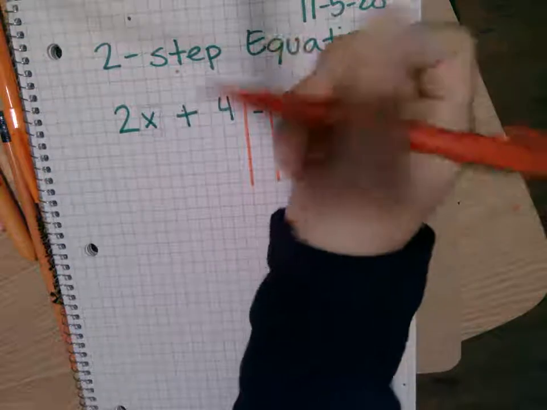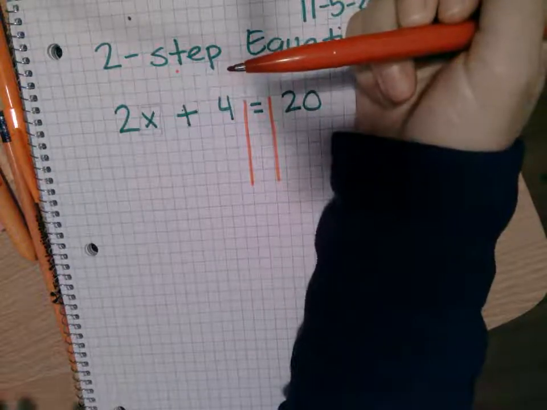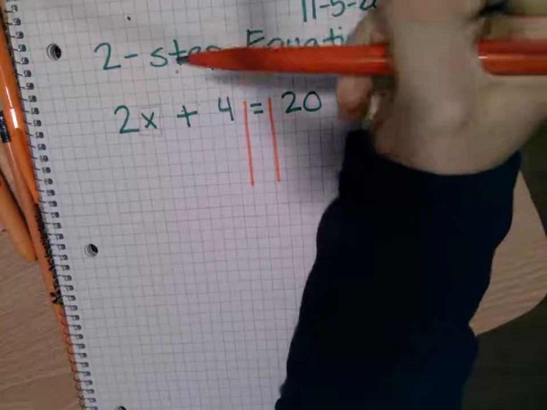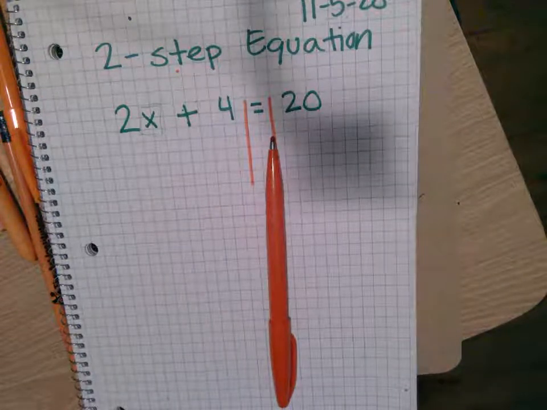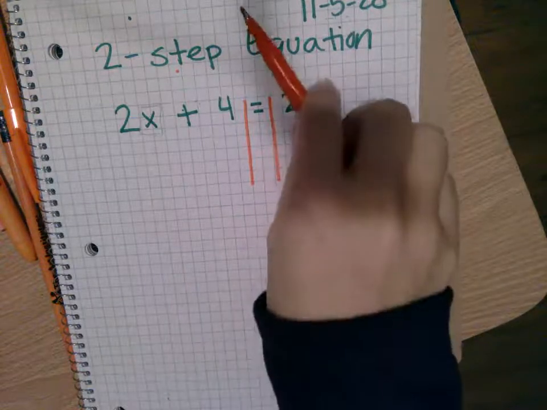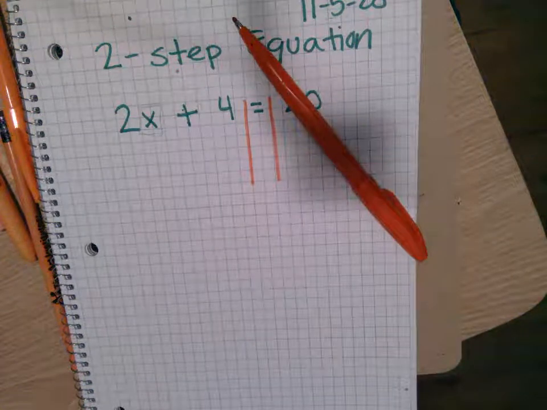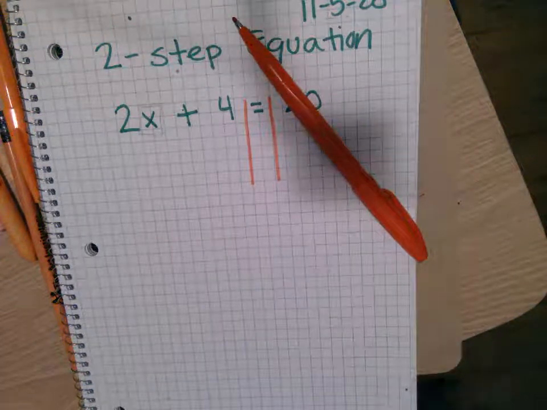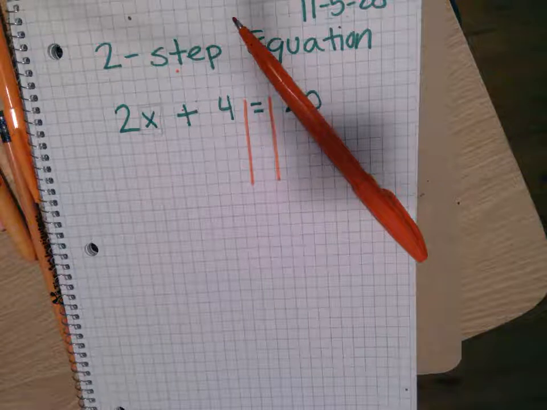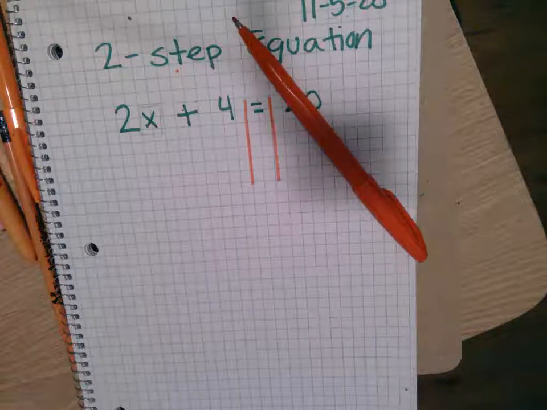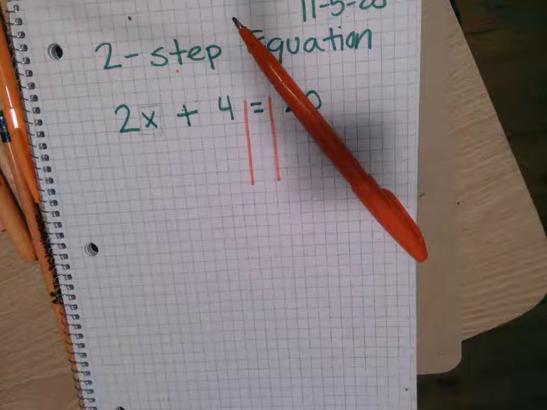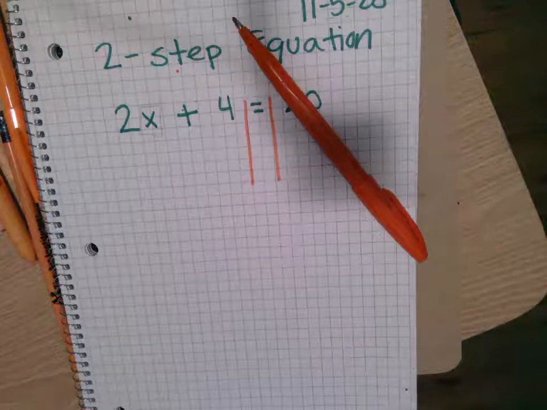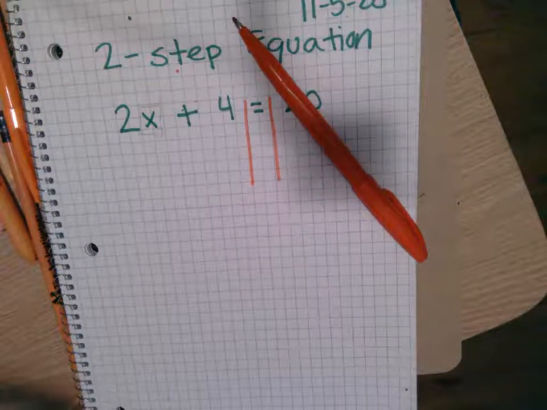And some kids don't know what SADMEP is, so this is how I teach them. You look for the number that's farthest away from the x, that's on the same side. Which number is farthest away from the x? Is it the number 2 or the number 4? 4. So the number that's farthest away is the number that you move first. So the 4 is the number I'm going to move first.